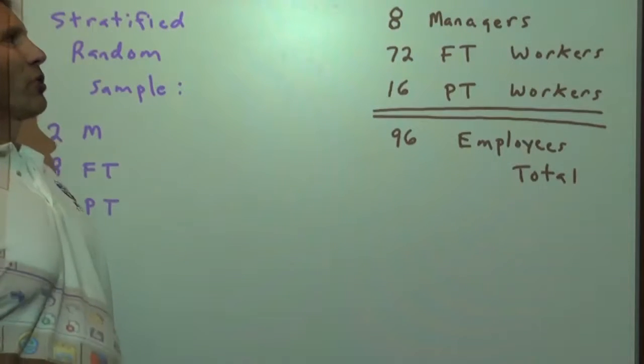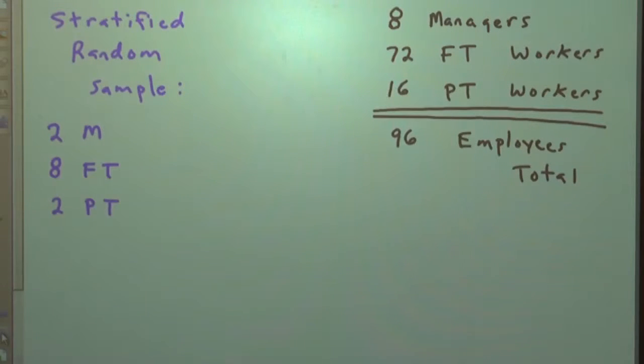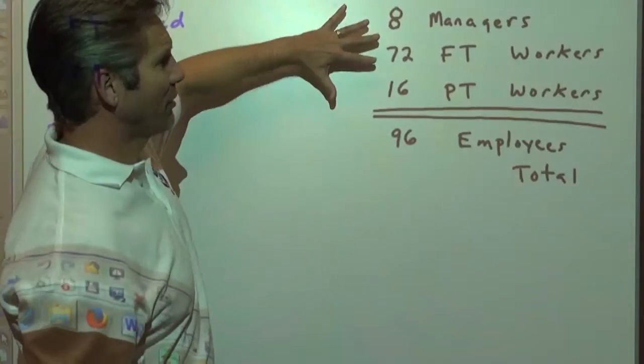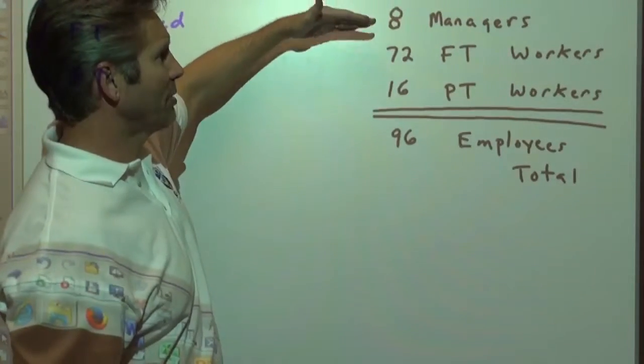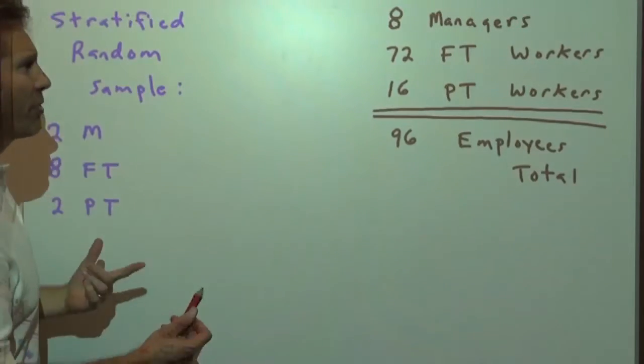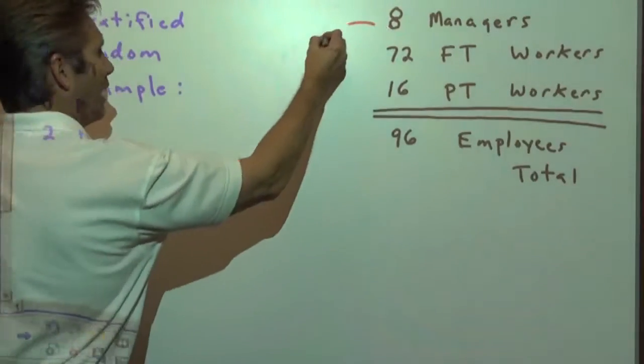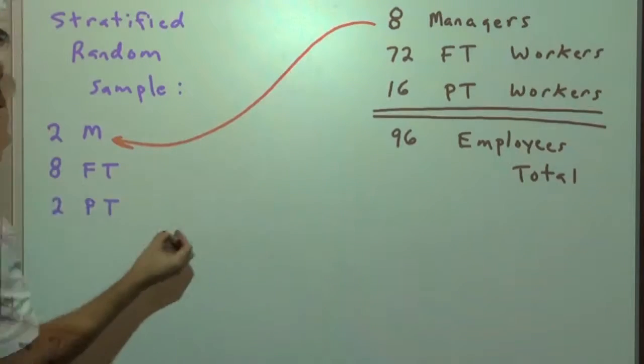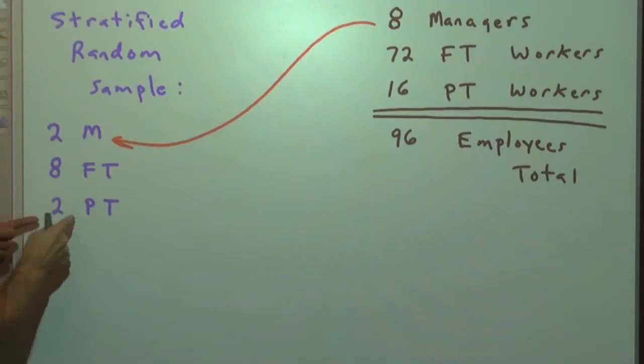We're going to learn about a stratified random sample first. Stratified means there are strata. In this case, there are 3 different levels of employees in this company: management, full-time, and part-time. From within each stratum, we're going to randomly select a certain number. We're going to take 2 managers at random from the 8. We're going to take 8 full-time employees and 2 part-time employees. Got to do it randomly.